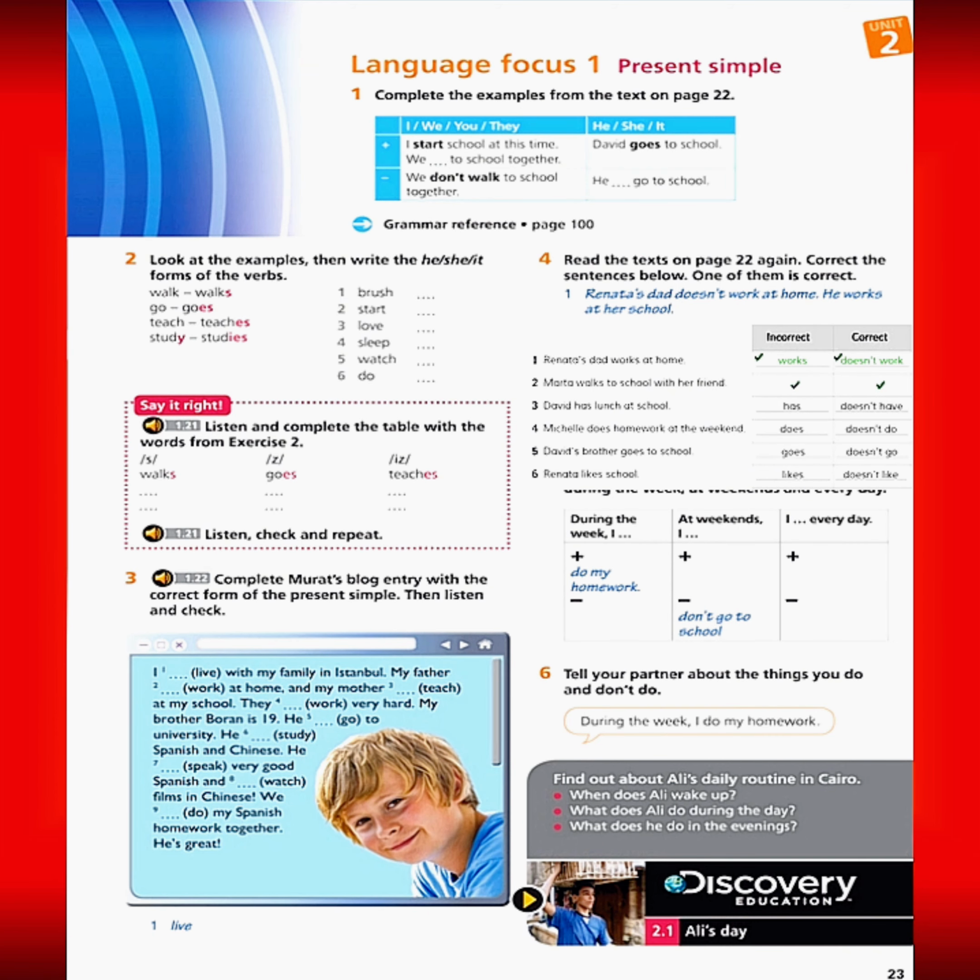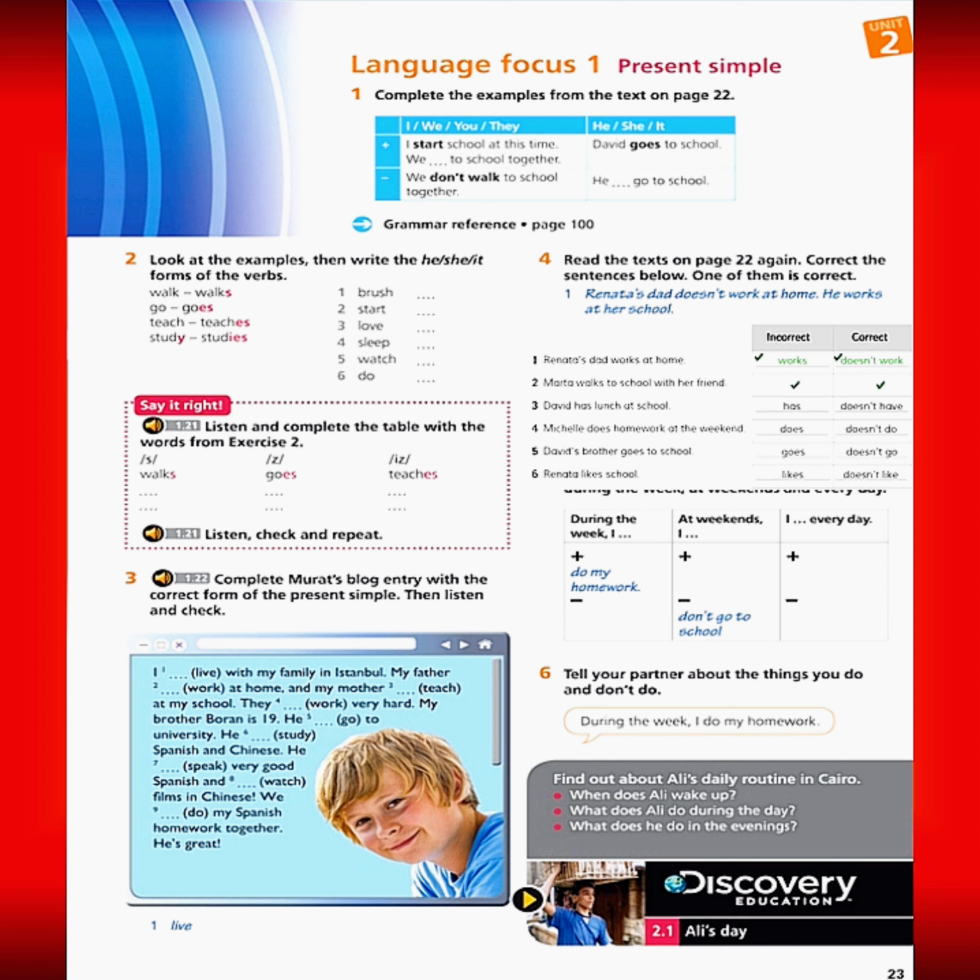Section 2. Look at the examples, then write the he, she, it forms of the verbs. Now pause the video, attempt 1 through 6, then resume for corrections. Number 1, correction. Brush becomes brushes. Add the es to the back part. Number 2, start becomes starts.